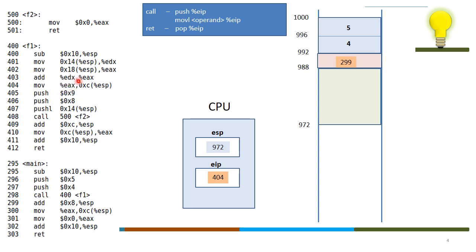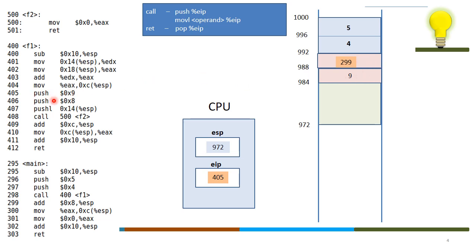The resultant value 9 will be moved to ESP plus 6. What is ESP? 972 plus C is 12. The 984th location, the value is moved. Now see here, EIP is incremented. Now this value is moved, right?